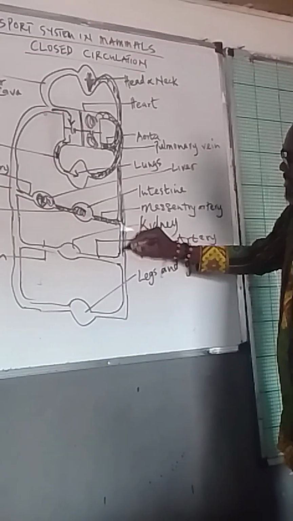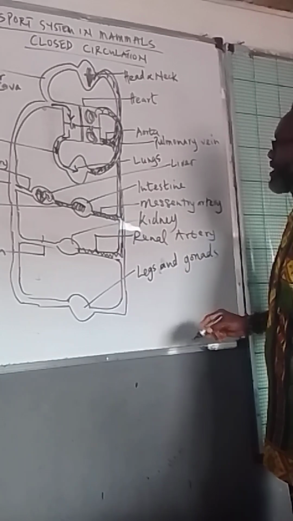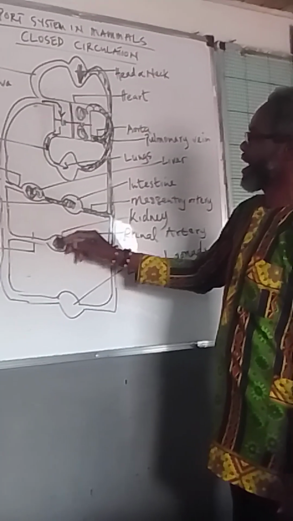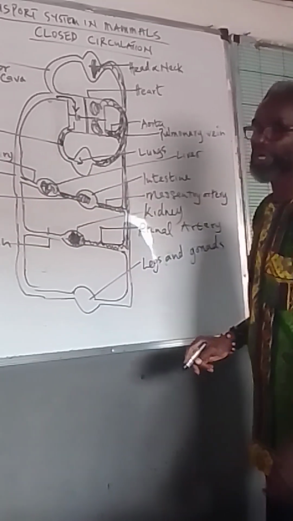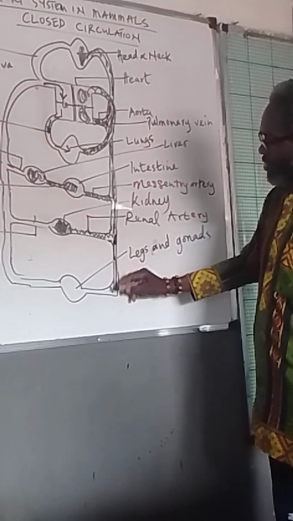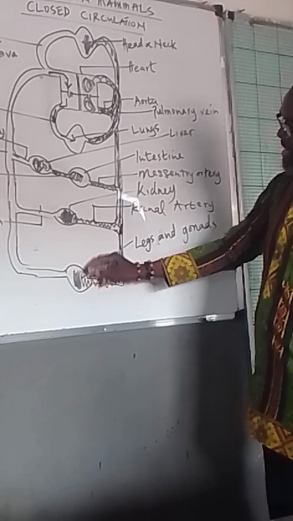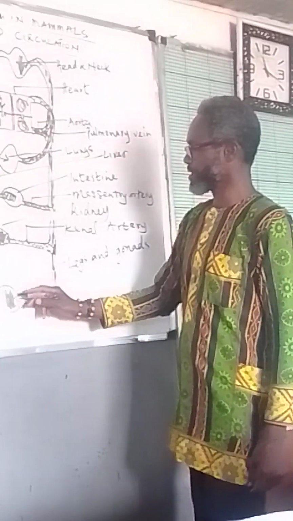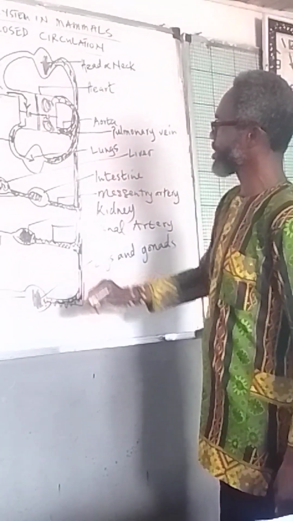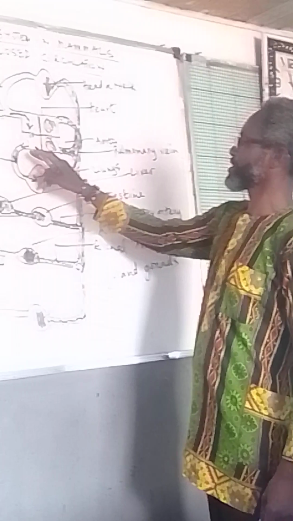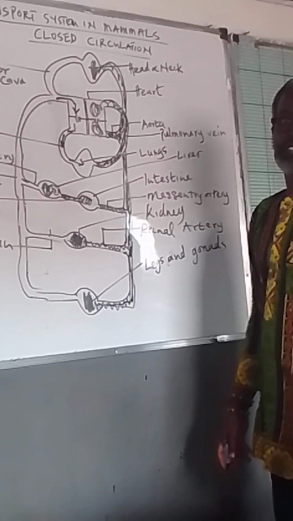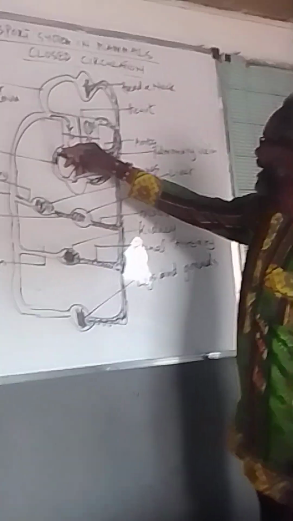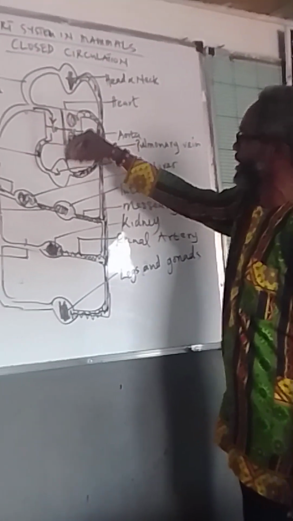It goes down again, it enters the renal artery to the kidney. In the kidney, urine is formed, and the blood moves without oxygen. It goes down again to the gonads and legs. What do you mean by gonads? Your reproductive organs. Blood is there. You see that this place that is shaded is oxygenated blood, while the place that is not shaded is deoxygenated. Then it goes back to collect oxygen. The reason why it's going back is to collect oxygen.